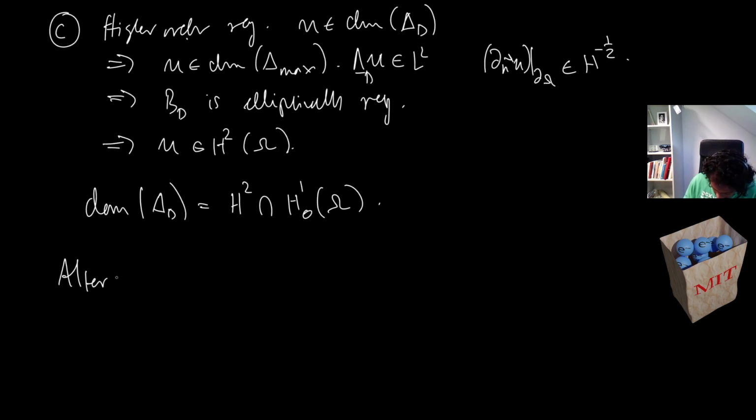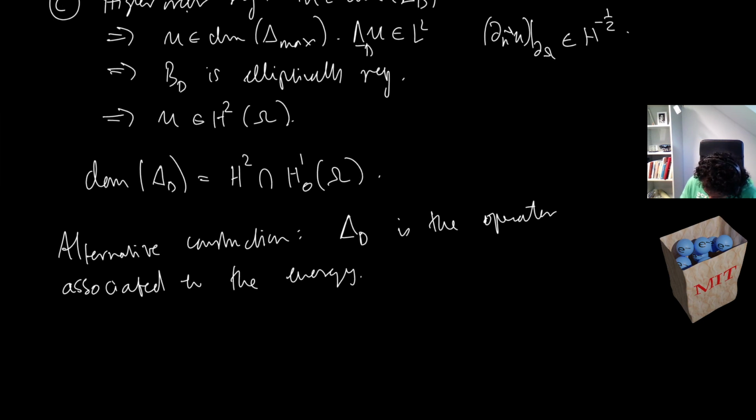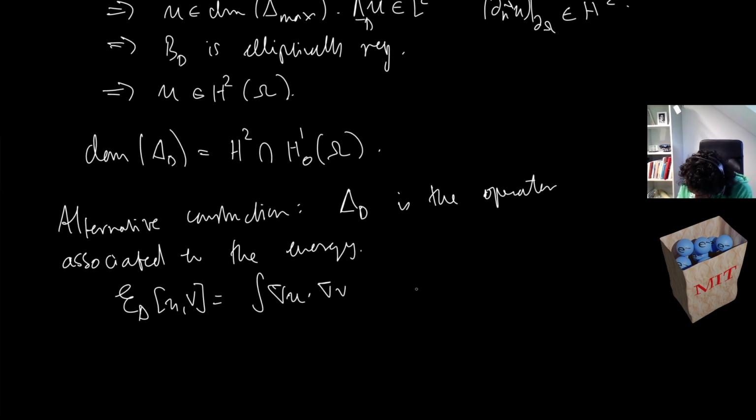an alternative construction is to say the Dirichlet Laplacian is the operator associated to the energy E_D of u, v equal to gradient u dot gradient v, for domain of this energy D equal to H10 of omega.